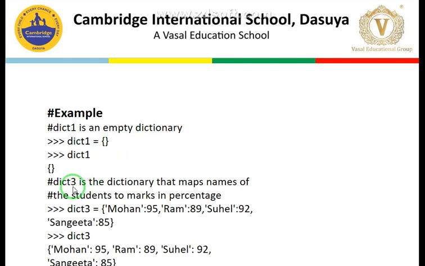Then dict 3 is the dictionary that maps the names of the students to the marks in percentage. So here we have the first key, Mohan, and its corresponding value. Ram is a key and this is its corresponding value. So that's why this combination is called a key value pair. And this is Sohail and its corresponding percentage in marks, and so on. Similarly, we can see the contents by just entering dict 3, that is the name of the dictionary, and we can see the contents.